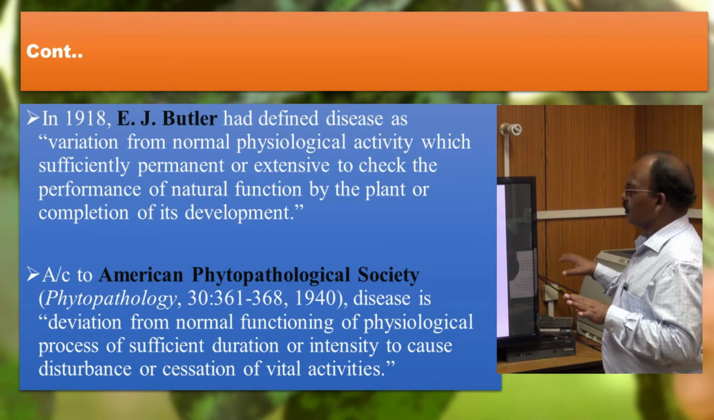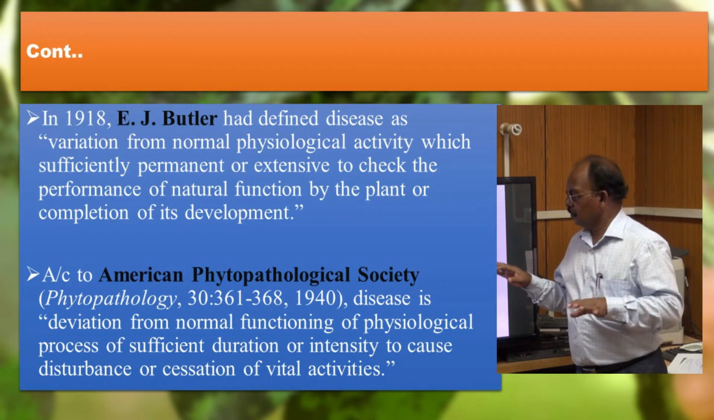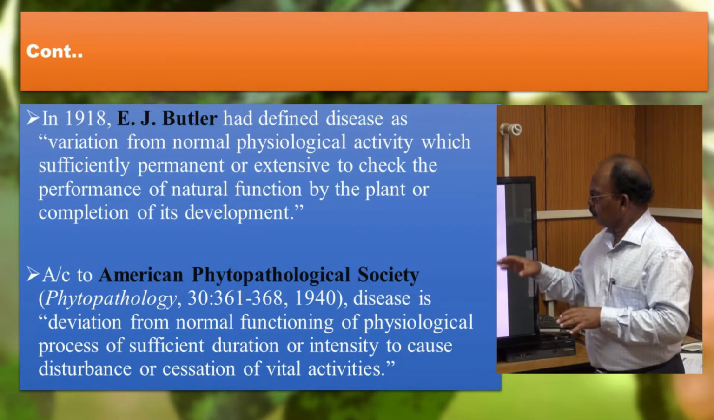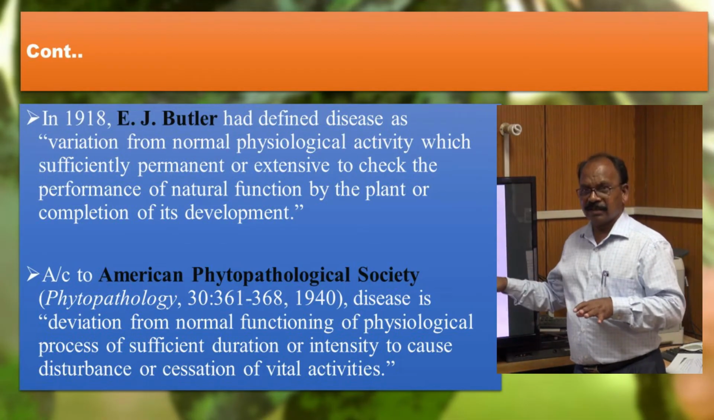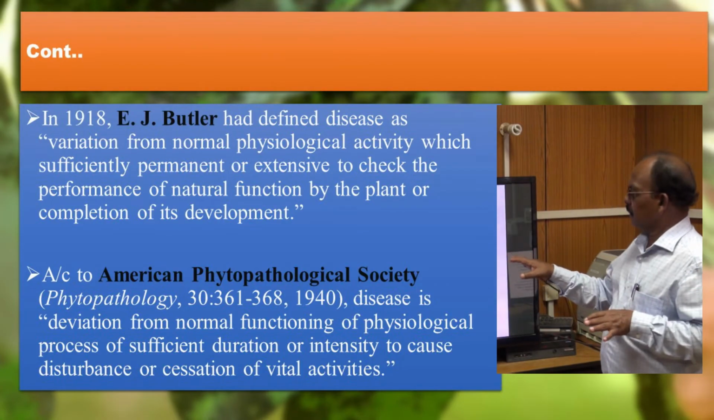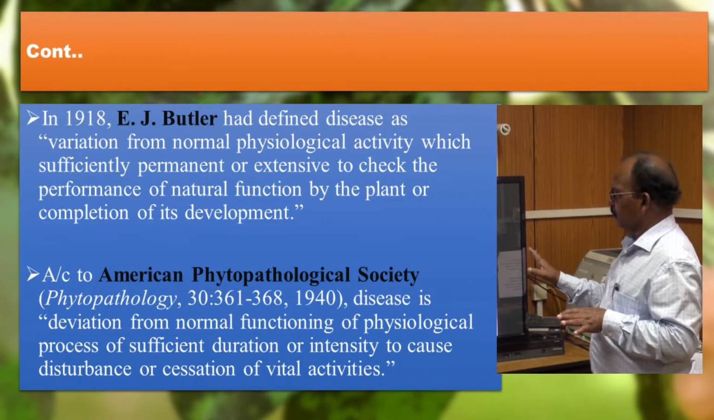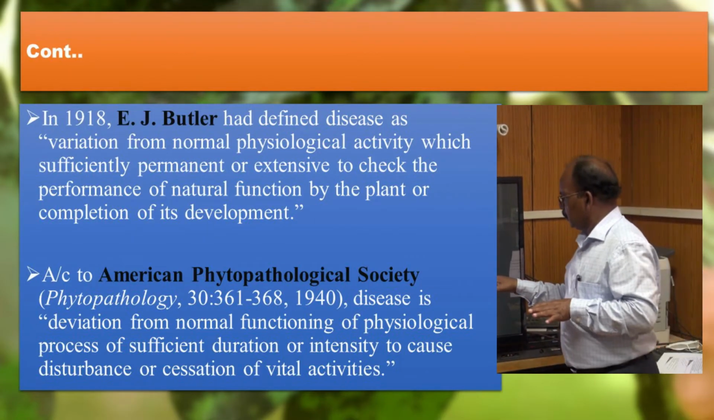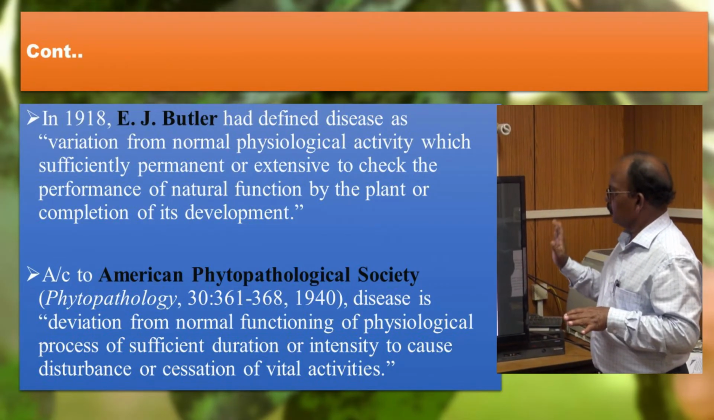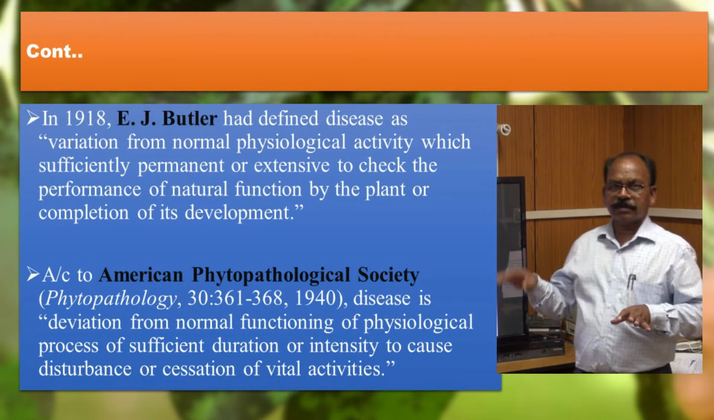The American Pathological Society is a scientific organization which was founded in 1908. Phytopathology is an international journal. Here 30 means the volume of the journal, and 361 to 368 the page numbers, and 1940 means the journal was published in 1940. In that issue, this definition has been given.